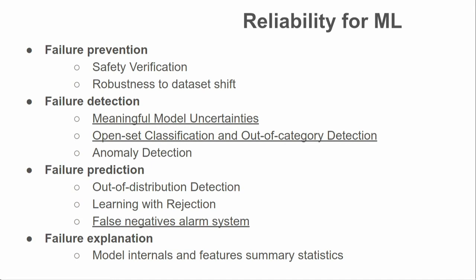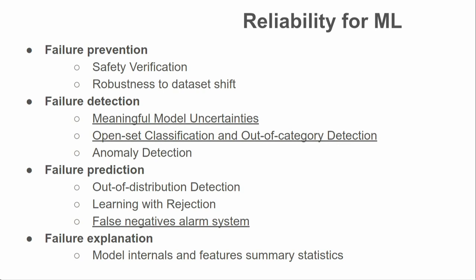Learning with rejection. The classifier could say, I don't want to make a prediction. I'm not familiar with the input. There's also a false negative alarm system, where you have real-time monitoring for the performance of the detector. Something else monitors this module and says, okay, you have a dip in the performance or not. So the one I underline is the research we are doing in my group.